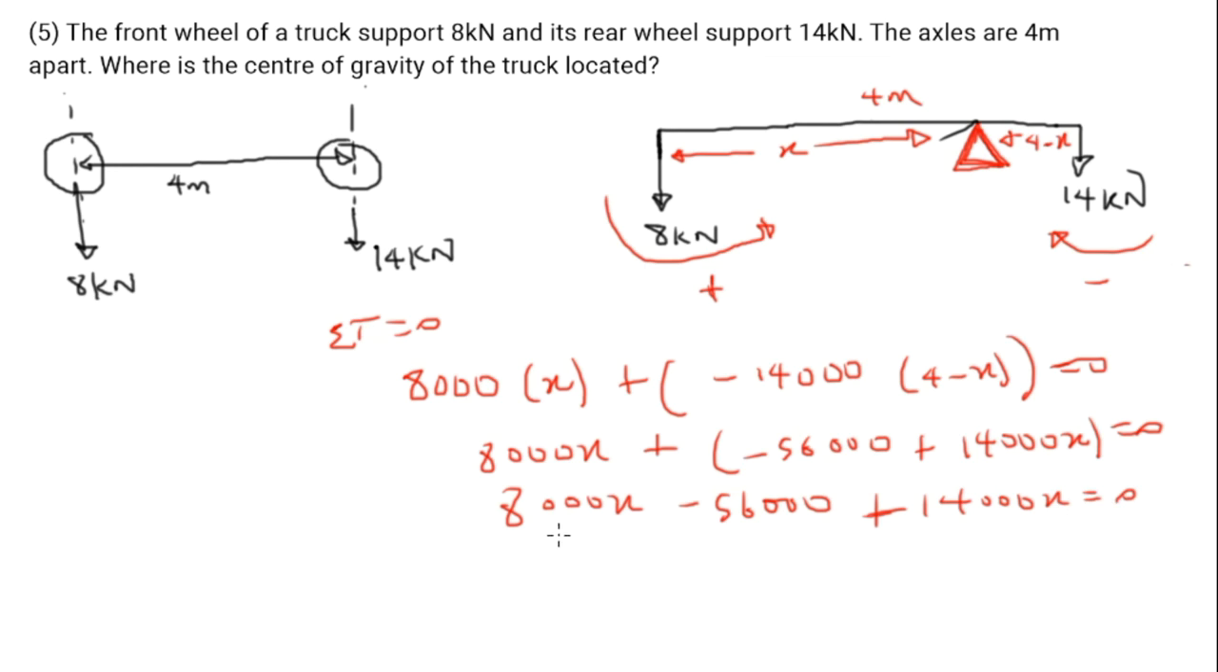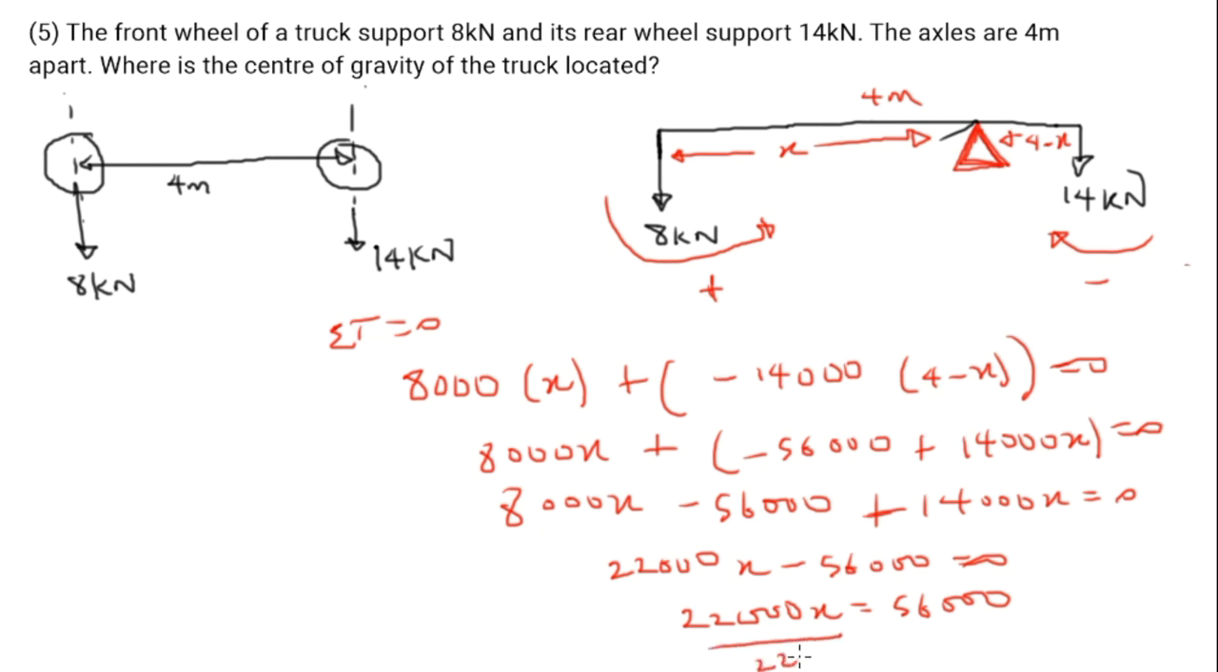So the addition of 8,000x and 14,000x is 22,000x. 22,000x minus 56,000 is equal to 0. So 22,000x is equal to 56,000. I'll divide both sides by 22,000, then x will be equal to 56,000 divided by 22,000, which is 2.54 meters. So the distance away from the 8 kilonewton force is actually 2.54 meters.